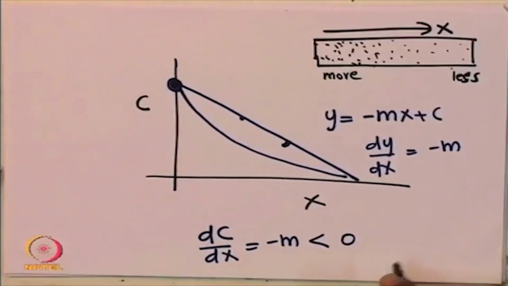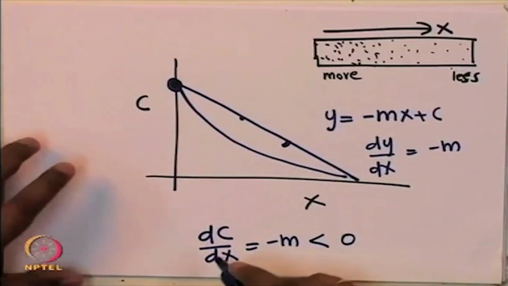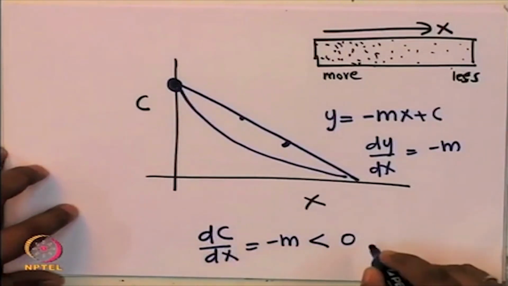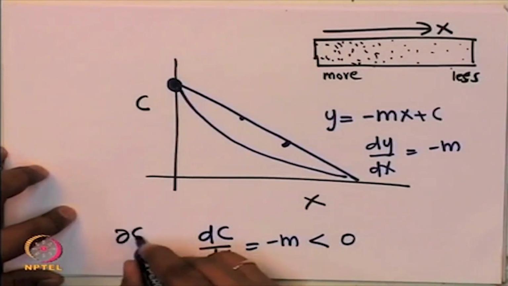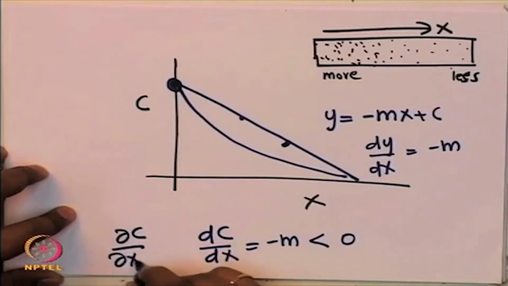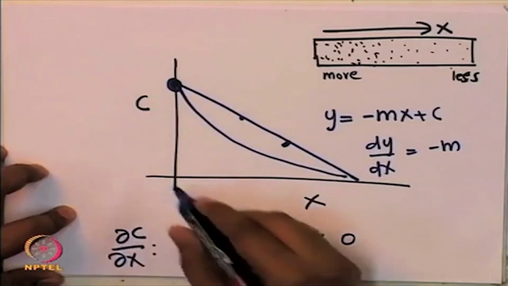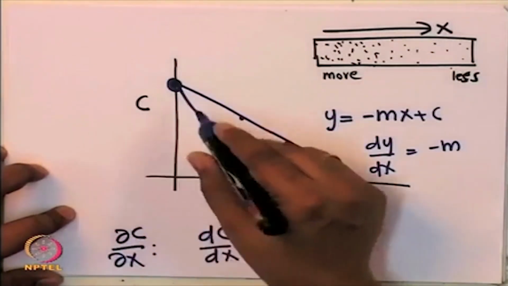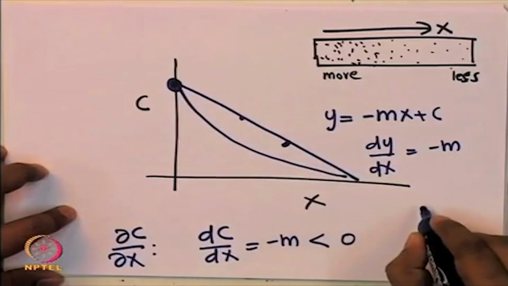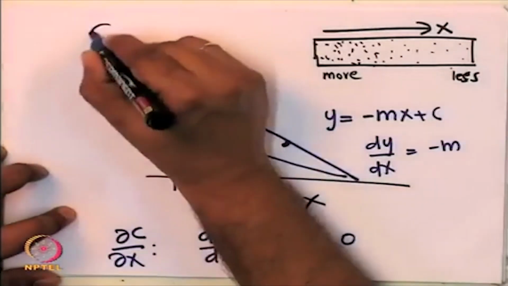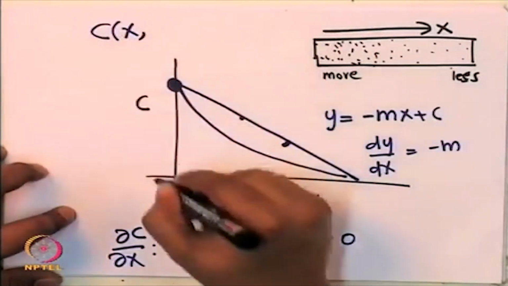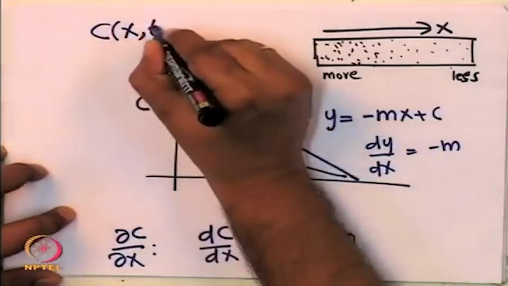So, as we said, we can also represent this by the partial derivative del c by del x. This also means that c, which is the concentration, can be a function of the distance, the space, and it can also be a function of time.